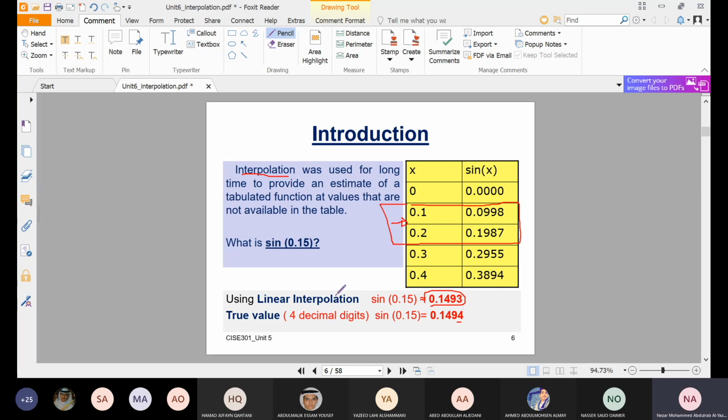This is a linear method. If we increase the order, it will usually be more accurate. For example, if we use quadratic or nonlinear higher order, the estimation will be more accurate.